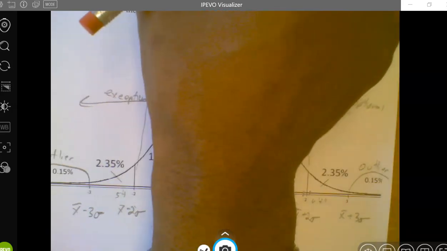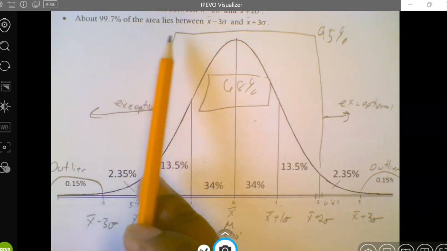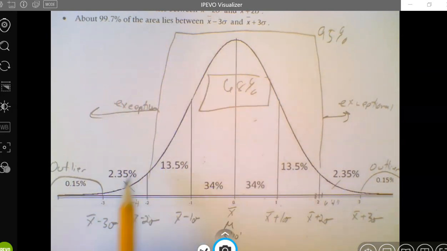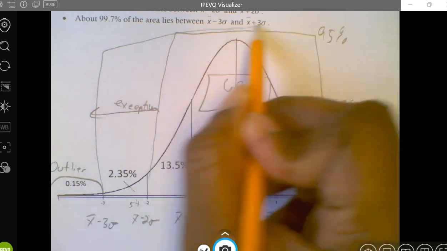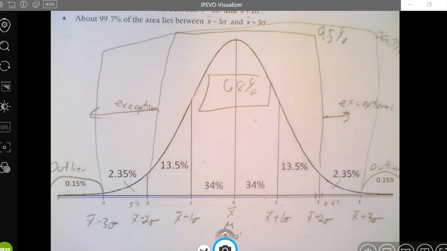So just continuing that, there's 99.7% of all your data in between 3 standard deviations. So if I go between 3 standard deviations of the mean, I've got 99.7% of all my data, leaving only 0.15% on the upper end and 0.15% on the lower end of all your data.